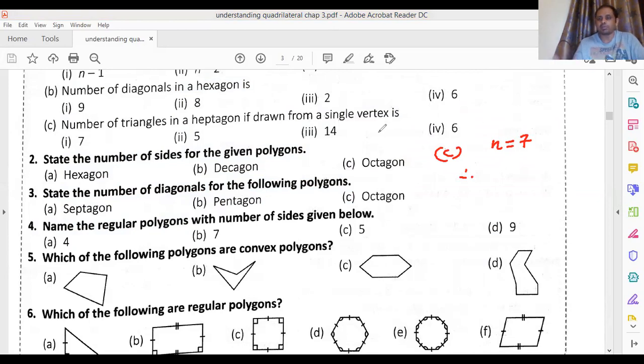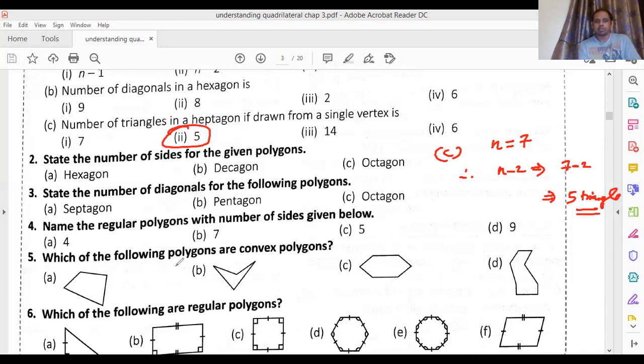In question number 1 we have already discussed how many non-overlapping triangles will be formed in a polygon. That is n minus 2. Here n equals 7. Therefore, number of triangles is n minus 2, which implies 7 minus 2. That means 5 triangles. If we have a heptagon, then there are 5 non-overlapping triangles, which is option number third. Hope it is very much clear to all of you.